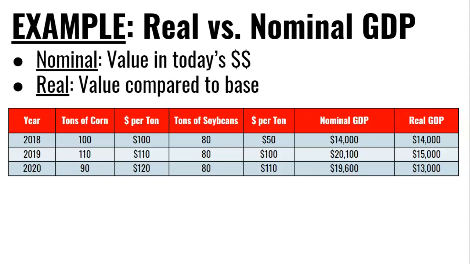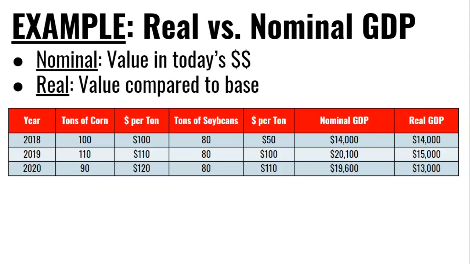So what does it matter? So we can look at this example here. We can pretend there's two different goods, corn and soybeans. And if that's true, then in 2018, we had 100 tons of corn at $100 a ton. We multiplied those two numbers together to find out the value of corn. And we have soybeans and their price, so 80 tons of soybeans, $50 a ton. Multiply those two together, we get a nominal GDP of $14,000. In 2019, we do the same process, 110 units of corn times 110 per ton, 80 tons of soybeans at $100 per ton. Multiply those and add them together, we get $20,100.